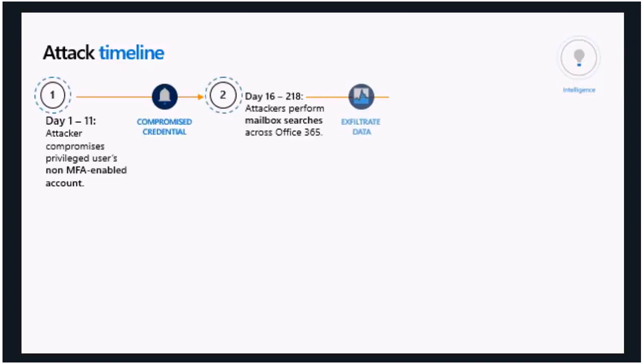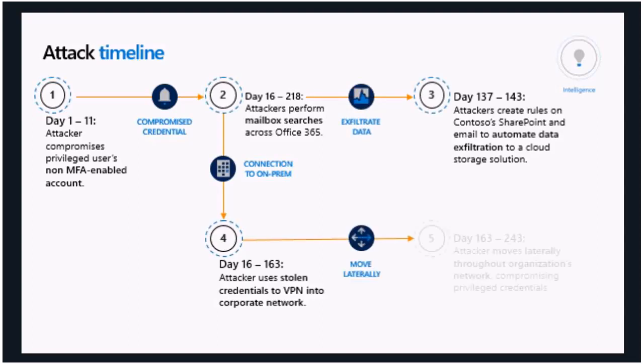So I thought the best way to talk about this, there were a lot of different slides. So just so you guys know, this deck doesn't exist. I had to cobble it together from a whole bunch of other ones. And I tried to think about the best way to talk about Azure ATP. In my mind, I could go down a slide with a bunch of bullet points, but I think the best way to talk about it is to just walk through a scenario in which Azure ATP does its magic, right? So, day 1 through 11, attacker compromises a privileged user that's not MFA enabled, right? Day 16 through 218, the attacker performs mailbox searches across Office 365.